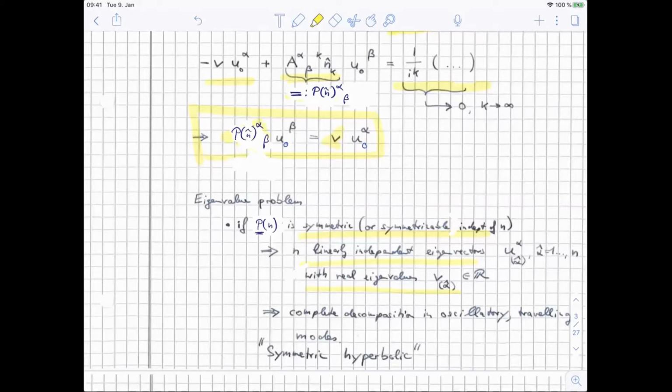Here, unfortunately, I have an overload of notation. I'm using n for the unit vector, and I also happen to have used n in the notes for the number of fields. Apologies for that. So in this case, if we have a complete set of eigenvectors and eigenvalues, we can do a complete decomposition of any solution in terms of oscillatory and traveling modes. And so we can represent the entire solution in fundamental modes. If P is symmetric or symmetrizable, this whole thing is called symmetric hyperbolic.